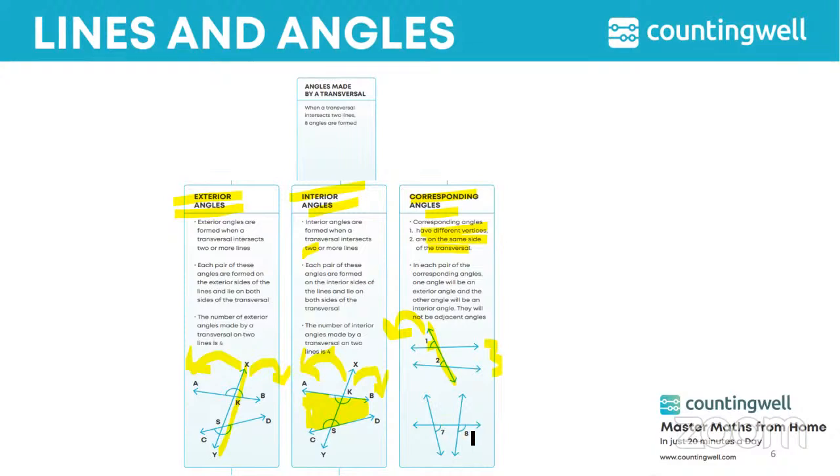Same for the angle 7 and angle 8. They are on the same side of transversal. So here you can see this line is transversal to these two lines. Okay. Then 7 and 8, among these two, angle 8 is the exterior angle and angle 7 is the interior angle, and they do not have any common vertex or common arm, so they are not adjacent.